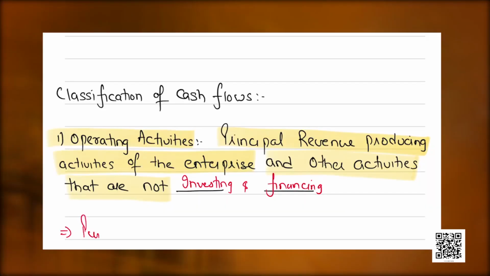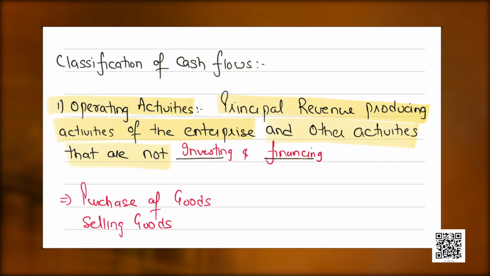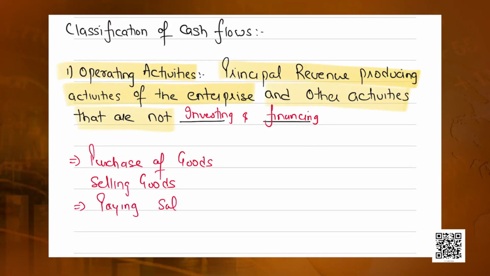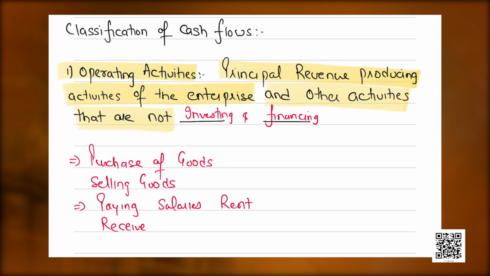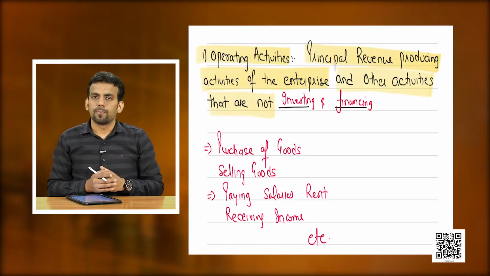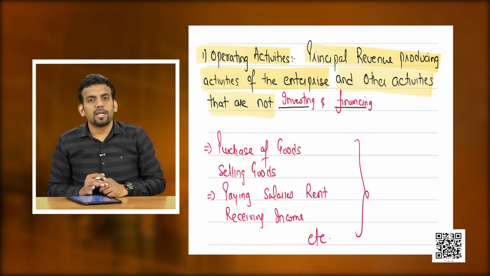So, let us take a few examples for operating activities. Purchase of goods, selling goods, paying salaries, rent, receiving income, etc. These all could be the operating activities. But one thing clicks my mind, that buying goods, selling goods, paying expenses, receiving incomes, these all things are already deducted and added while making profit and loss account. So, why to do the same thing again?